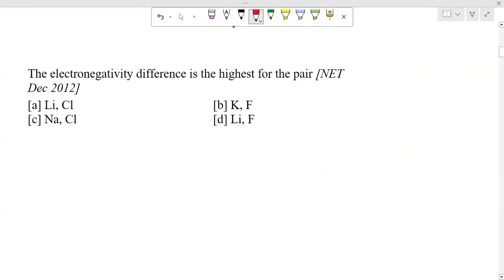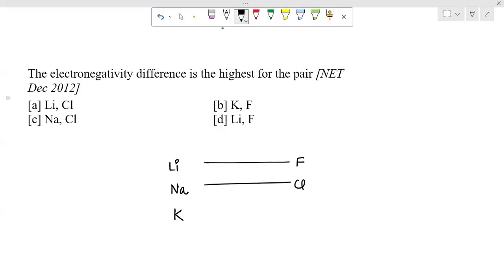The electronegativity difference is the highest for the pair. Again, whenever such questions are given, I repeat again and again, you should have a skeletal view of how the periodic table will look like. So lithium, sodium, potassium is given. Across lithium, we have fluorine. Across sodium, we have chlorine. And that's all. These are the elements that are present.